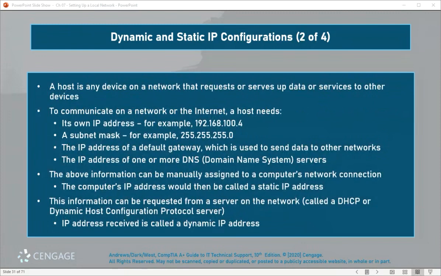So here we'll go ahead and take a look at the IP address first for IPv4. You can see here that the numbers, each in the example, 192.168.100.4, are all between 0 and 255. So that's our minimum and maximum.